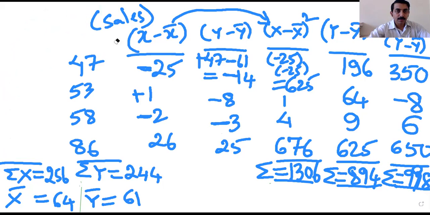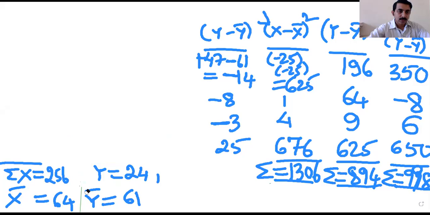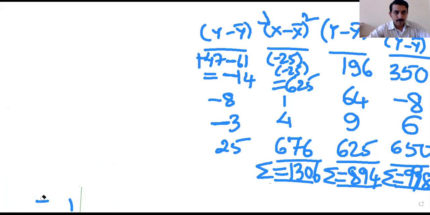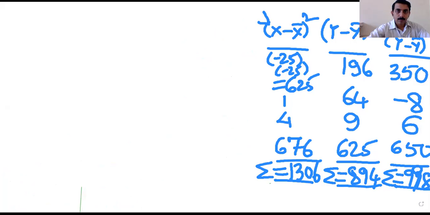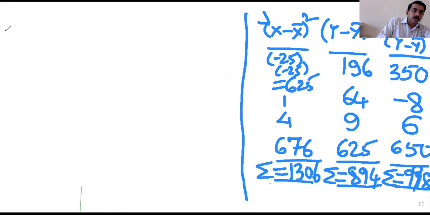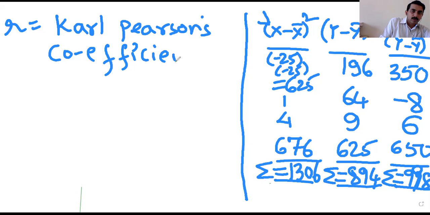Next, we have to directly apply the equation for correlation. Now this particular coefficient is called the coefficient of correlation.